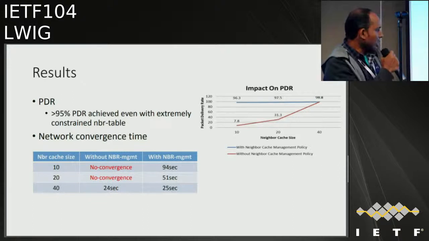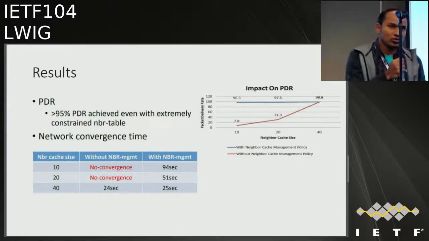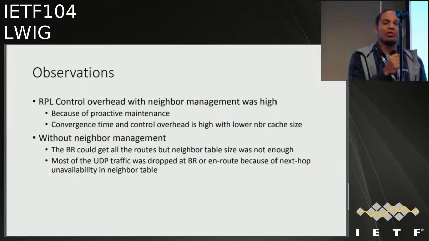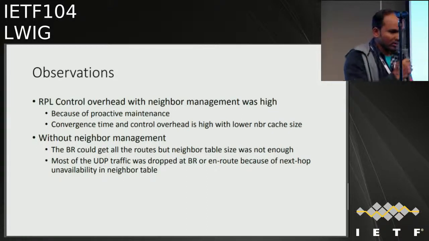If you see, as compared to 40 neighbor cache size, the 10 neighbor cache size, the convergence time is almost more than double. So it also has an impact on the convergence time. And we feel that there are possibilities to improve on these numbers. Having said that, we feel that this work would keep on rolling to improve such numbers. What we are trying to do here is put in a basic framework first, such that we have some sort of framework to work with in the first place.